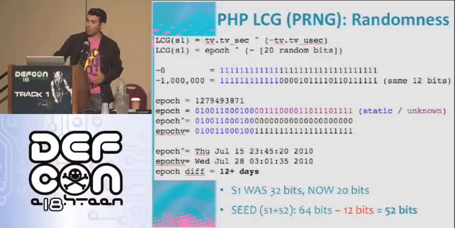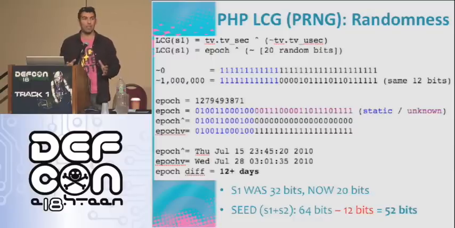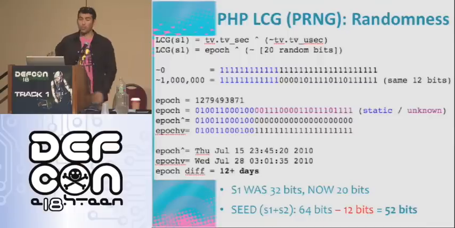So we end up with 12 bits that we can guess if we know within a 12-day period of when PHP started. And again, if we don't, we can send enough requests to get that. The other 20 bits is just microseconds XORed with the other variable data of the epoch. We don't know that. Whatever. That's 20 bits. We've just reduced 12 bits of entropy in the random number generator.